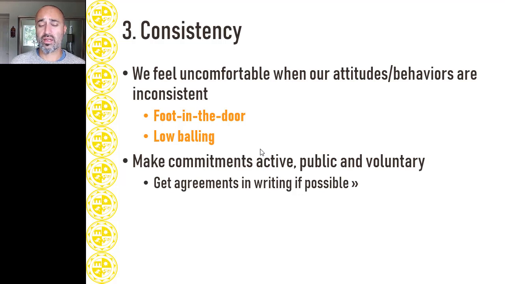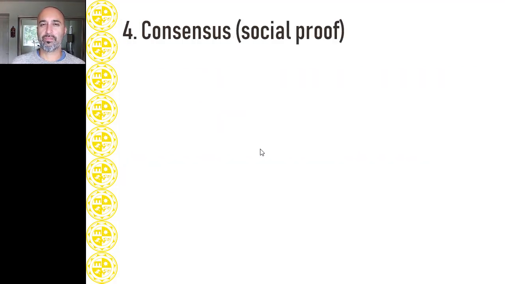Now, how do we use this principle in management? The consistency principle says make your commitments and make other people's commitments active, public, and voluntary. So an important idea here is if you've made an agreement with your manager, your boss, your employees, try to get those agreements in writing so that you can show people, hey, look, this is what you agreed to, or have people commit to supporting you in public. Make sure that people are voluntarily doing this. These are all ways to increase the extent to which you're going to be influential.